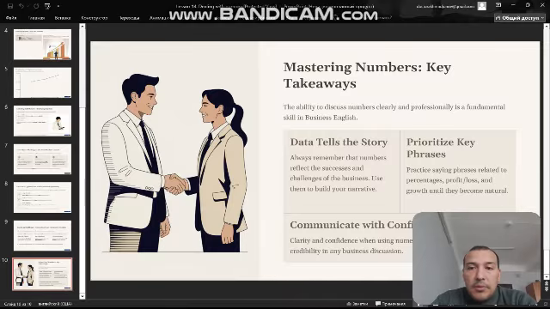So, mastering numbers, key takeaway. The ability to discuss numbers clearly and professionally is a fundamental skill in business English. So, data tells the story. Always remember that numbers reflect the successes and challenges of the business. Use them to build your narrative. Prioritize key phrases. Practice saying phrases related to percentages, profit, loss, and growth until they become natural. Communicate with confidence. Clarity and confidence when using numerical data enhance your credibility in any business discussion.